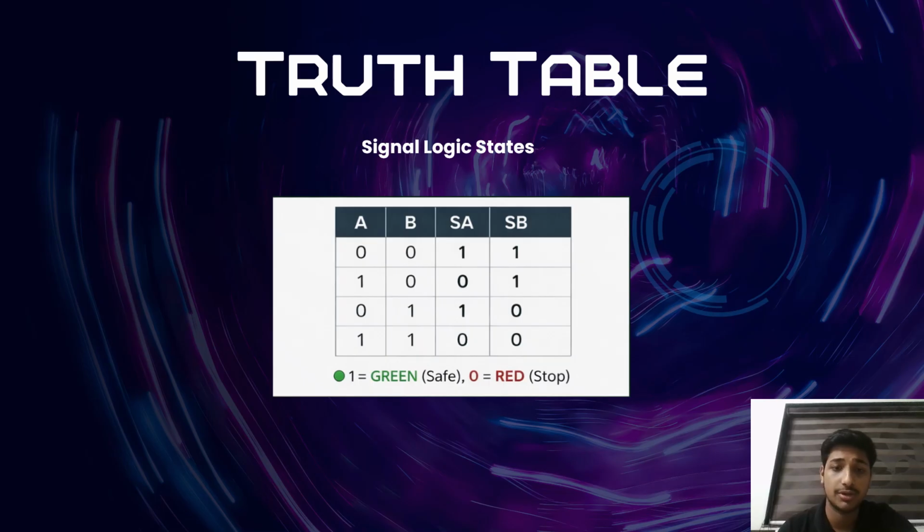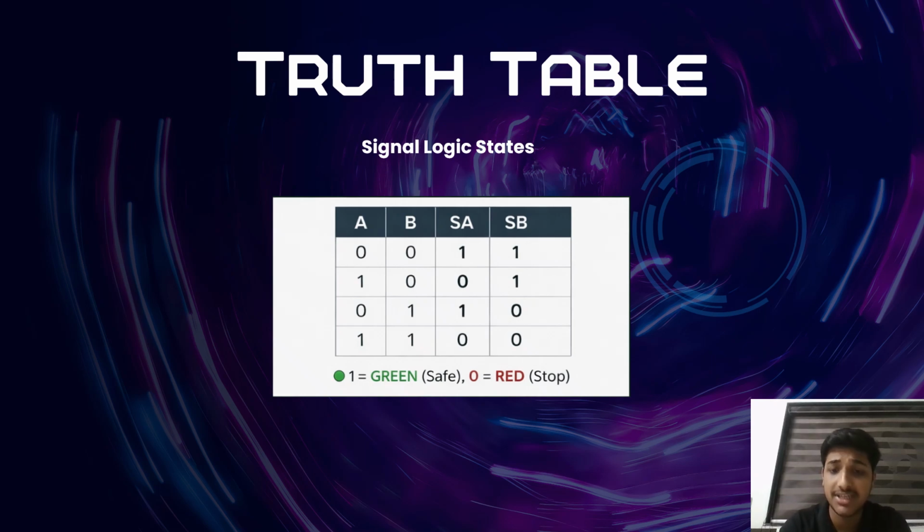So here is the truth table, which is the most important part. This truth table shows all possible combinations of inputs and outputs. Let us understand it step by step. When A is 0 and B is 0, both tracks are free, so both signals are green.